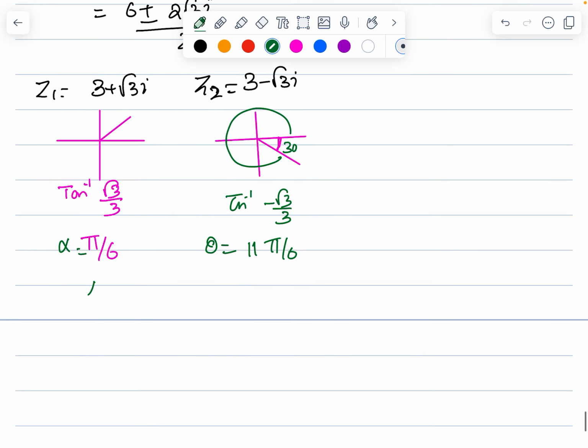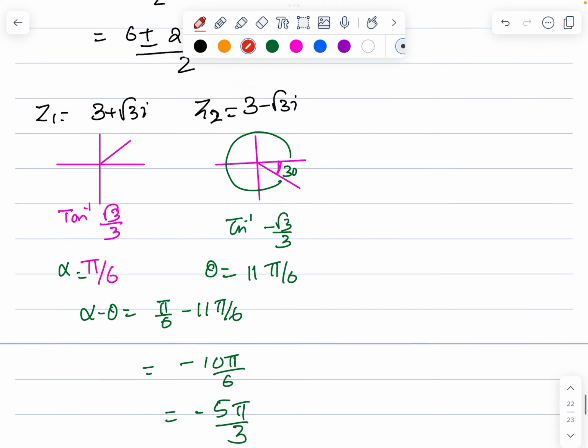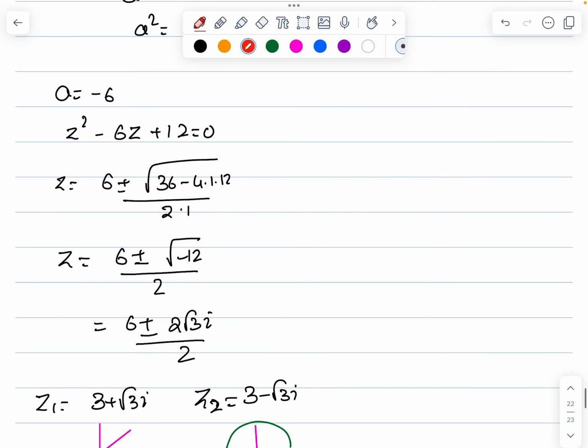So now this is alpha and this is theta. So alpha minus theta will become pi by 6 minus 11 pi by 6, which is minus 10 pi by 6, which is minus 5 pi by 3. But alpha minus theta lies between 0 to pi. Therefore, this angle is rejected. This is not possible. Now I try for a equals positive 6.